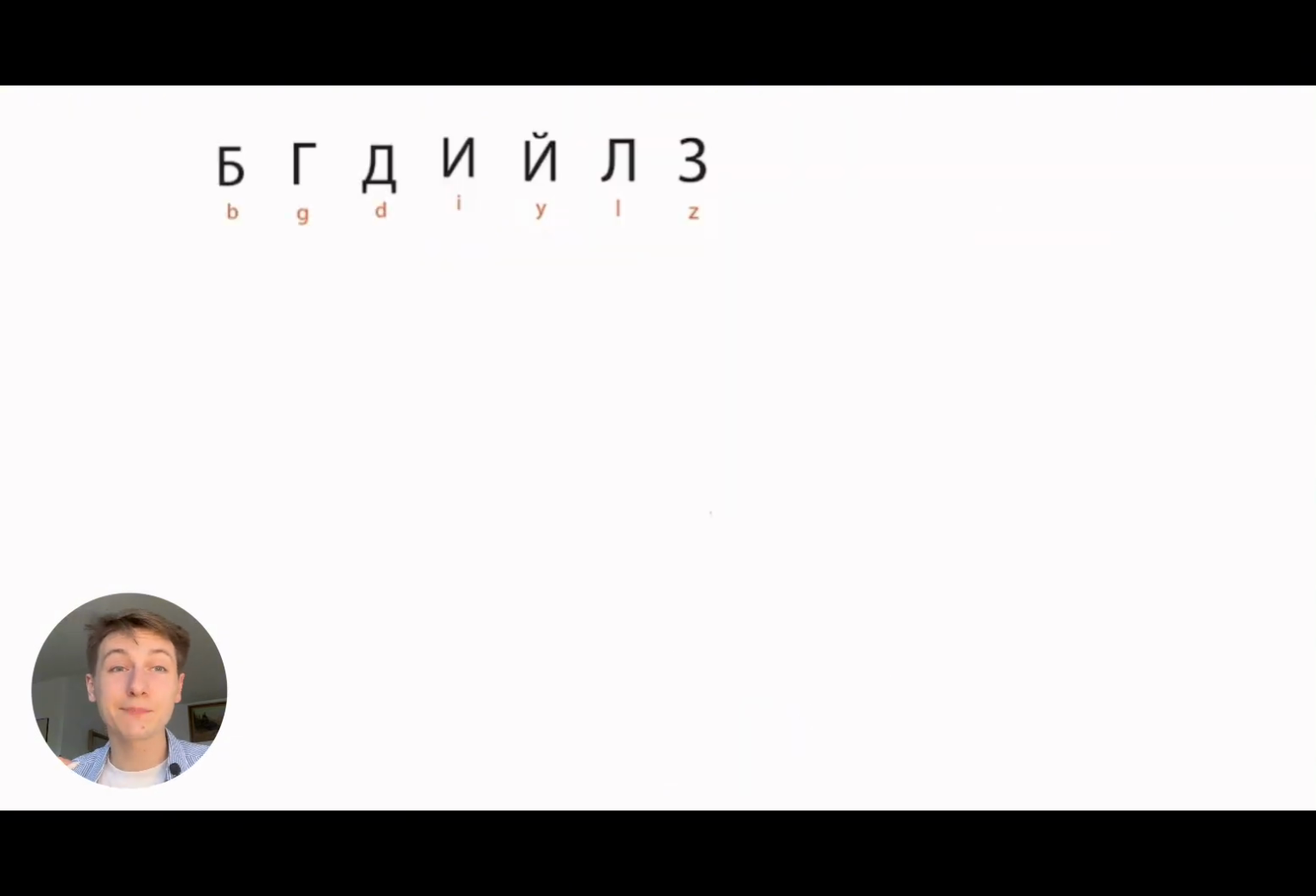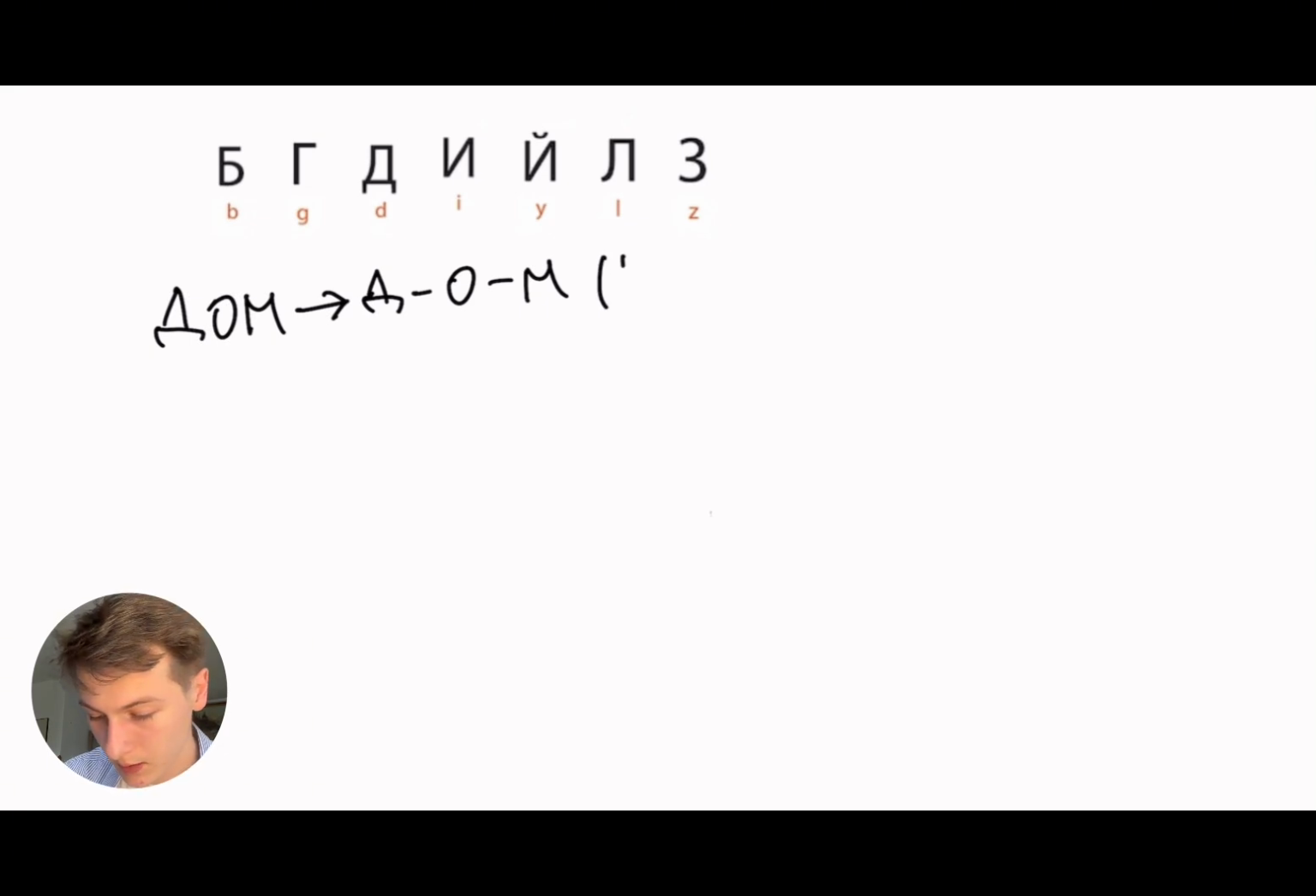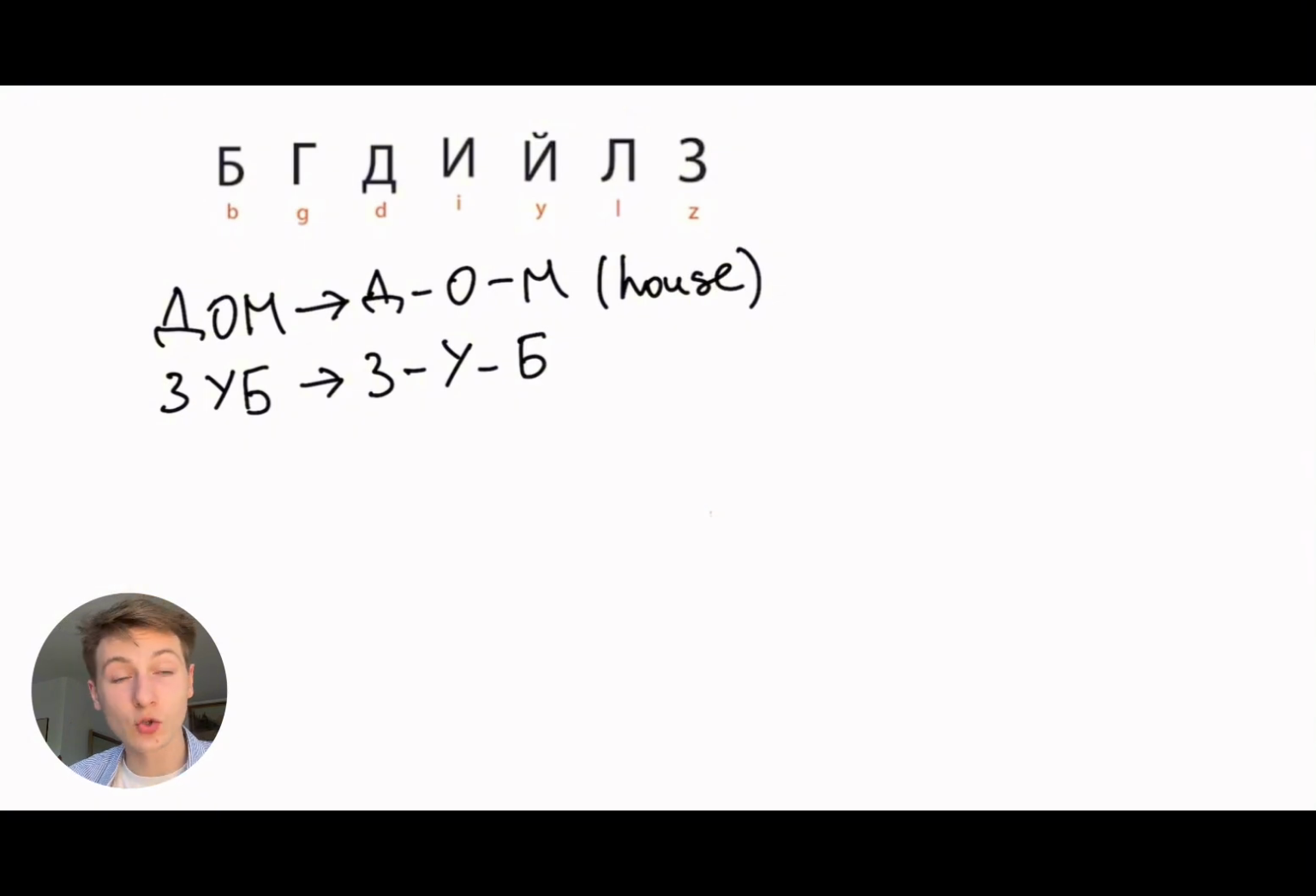Good work. Now let's practice some new simple words. Дом: D, O, M, dom, a house. Zub: Z, U, B, zub, which means tooth.